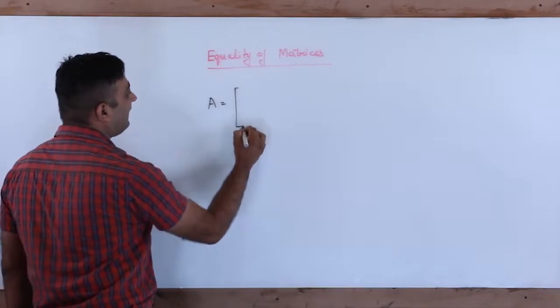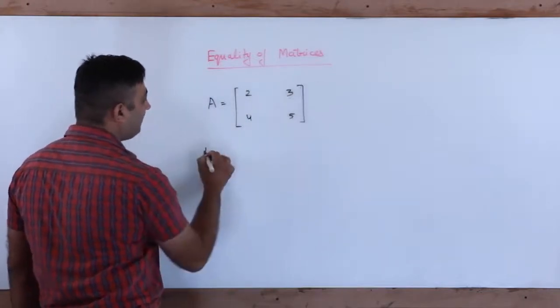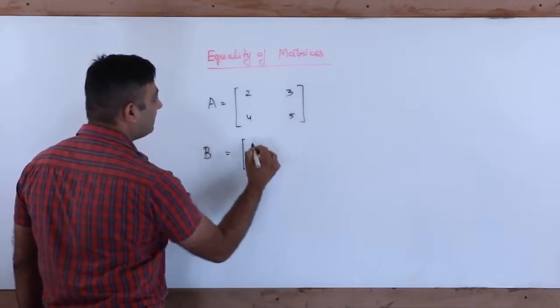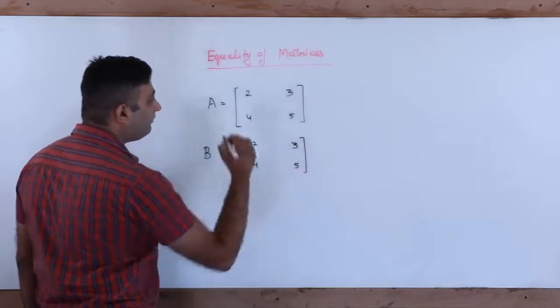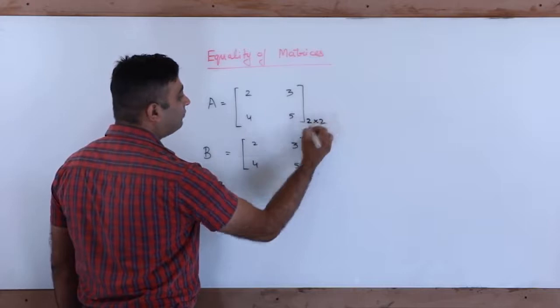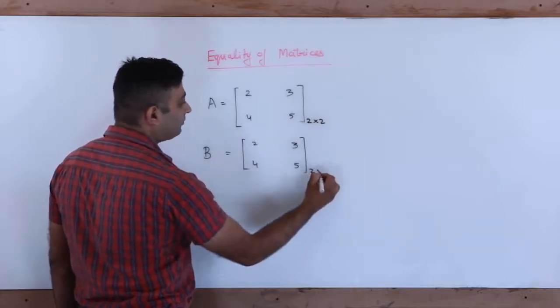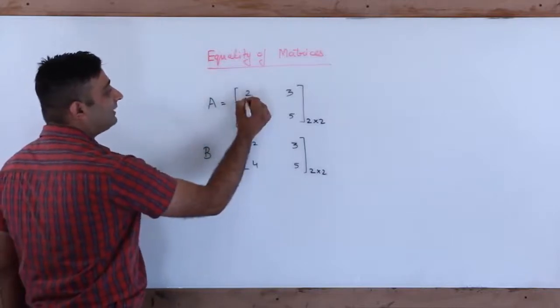If the matrix A has elements 2, 3, 4 and 5 and the matrix B has entries 2, 3, 4 and 5. First of all, we need to check that the order of matrix A is 2 by 2 and the order of matrix B is also 2 by 2. Now we have to check the entries.